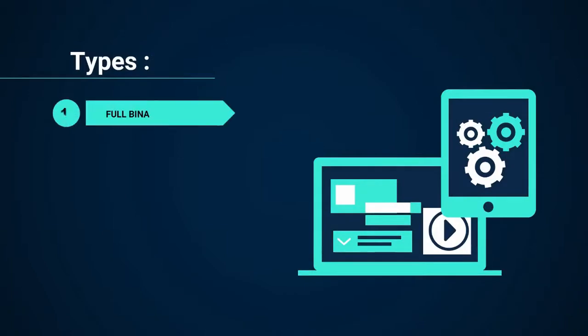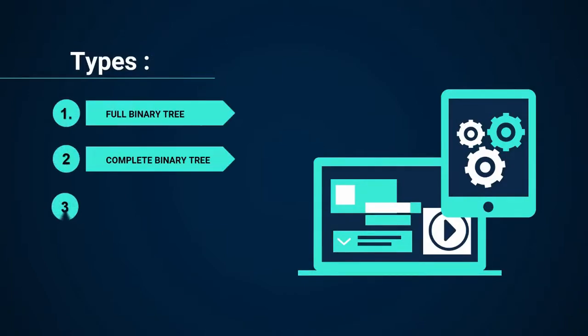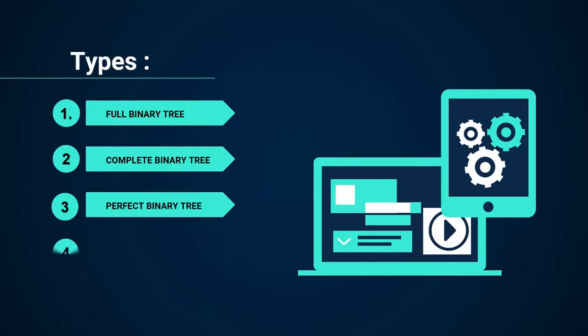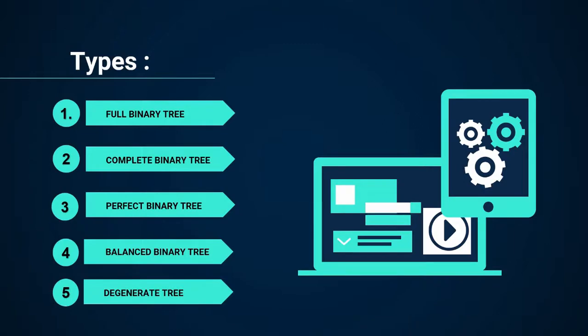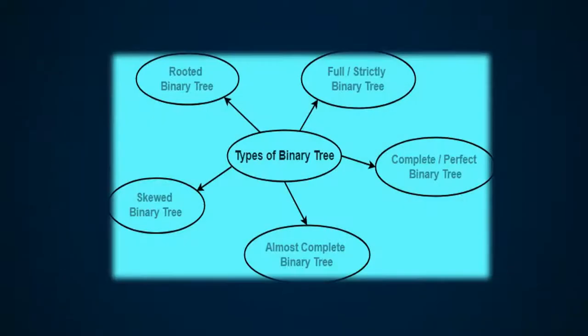And our next point is the different types of binary tree. First is a full binary tree, second is a complete binary tree, third is a perfect binary tree, fourth is a balanced binary tree, and last is a degenerated binary tree. You can refer to this photograph also.